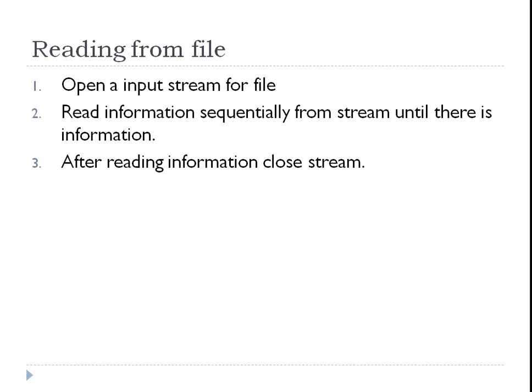Now we want to see the program to read from a file. Logically, the program is divided in Java into 3 parts. First, open an input stream. What is the meaning of this? If you want to read something from the file, we need a connection between the file and our program. That connection we call a stream, and since we are reading, we call it an input stream. Then we perform the read operation, and once our reading is done, we close the stream.